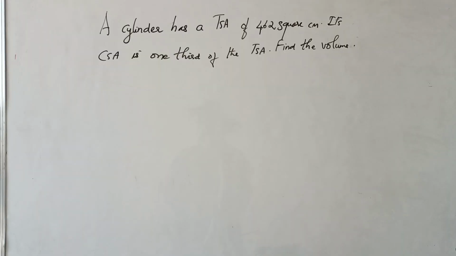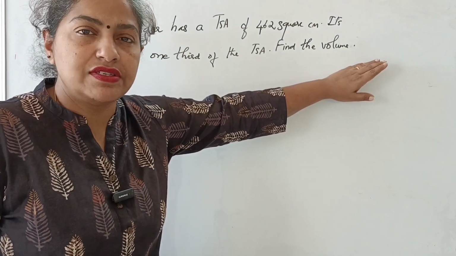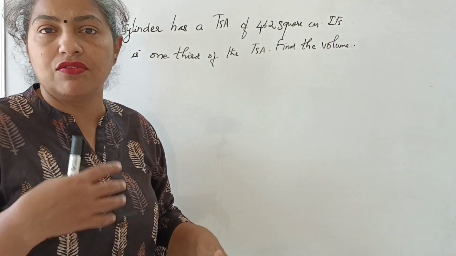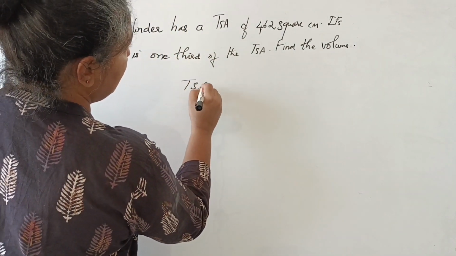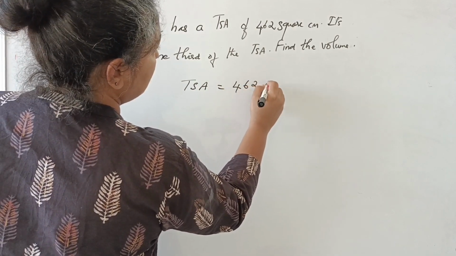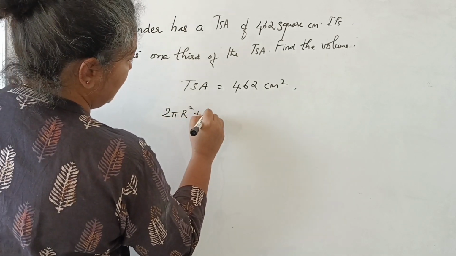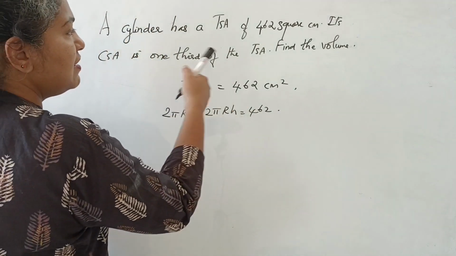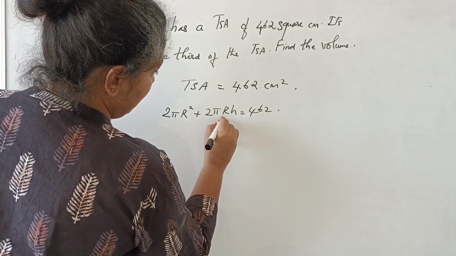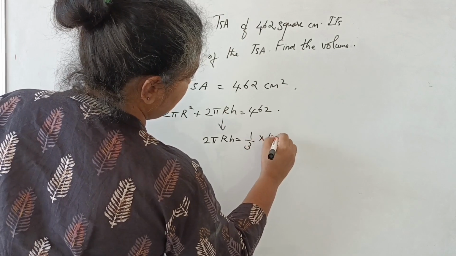A cylinder has a total surface area of 462 square meter. Its curved surface area is 1/3 of the total surface area. Find the volume. Because I was too lazy to write curved surface area and total surface area, I have written TSA and CSA. So you guys understand anyways, right? So here I have got TSA is equal to 462 centimeter square. TSA is given by 2 pi r square plus 2 pi r h. This is 462. Now CSA is 1/3 of the TSA. So CSA is given by 2 pi r h. 2 pi r h is 1/3 of 462.